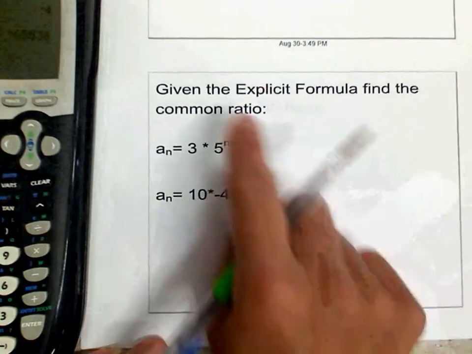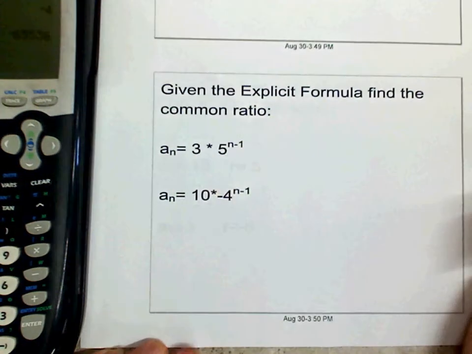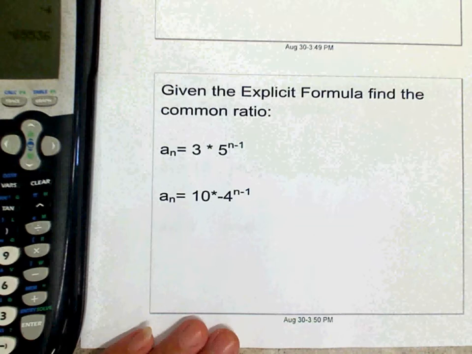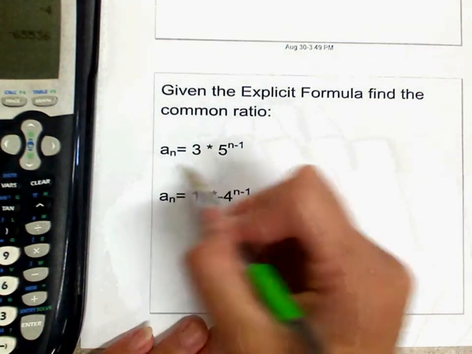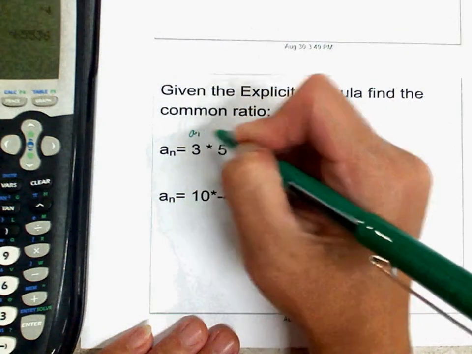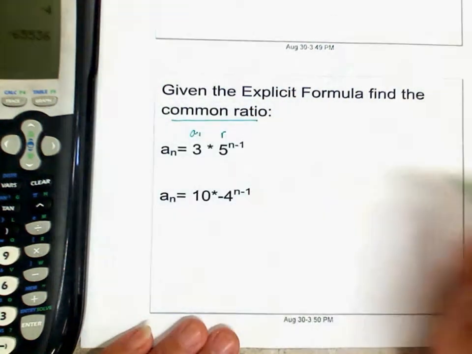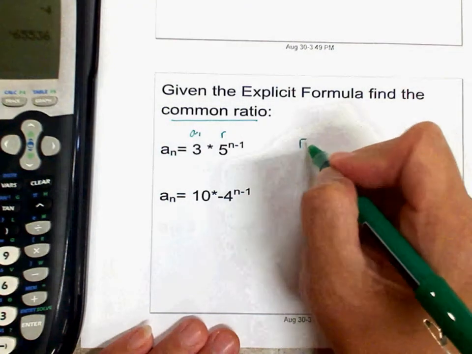Given the explicit formula, find the common ratio, okay? So let's see, we can look at this. You are given this, here's your first term, I'm going to change colors. Here is your R. The question says, find the common ratio. So which one is your common ratio? R is equal to 5.